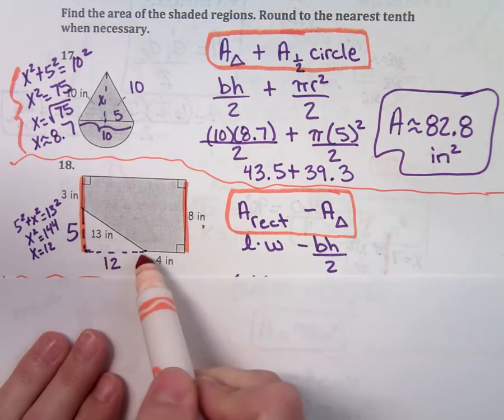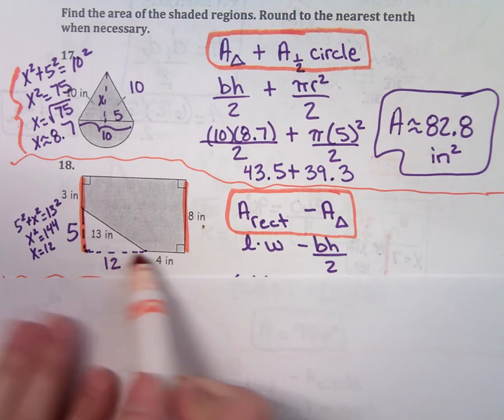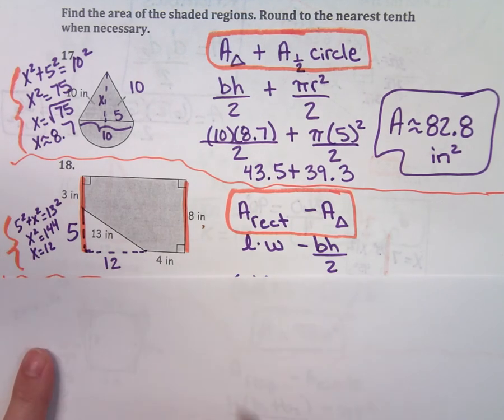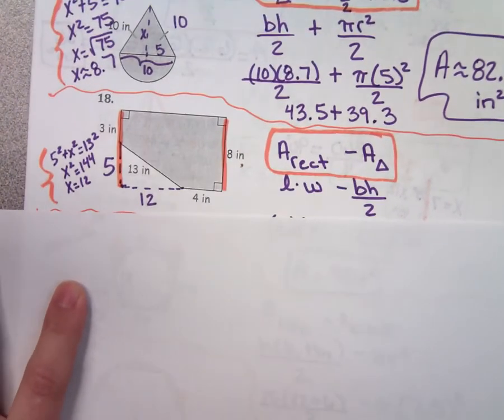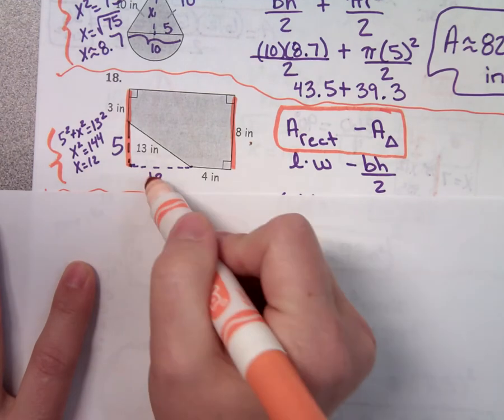Then I did Pythagorean theorem to figure out that bottom part right there. So here's my work for Pythagorean theorem. But you might have realized that it was a 5, 12, 13 triangle.